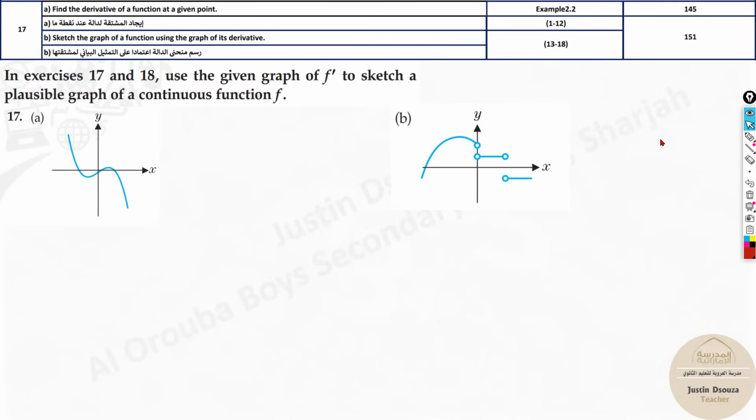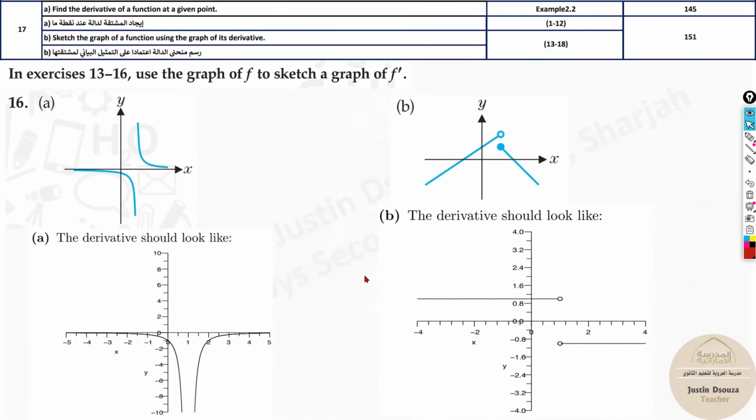Now look at this problem. Here I thought all the derivatives, sorry, there is a function also. Now here the derivative is given and you need to find the continuous function. What we did just a while ago, see in the previous problem, we were finding the derivative, right? What we do now, we have to do the opposite. Wherever the graph is above the x-axis, that means it increases. Wherever it's below, it decreases.